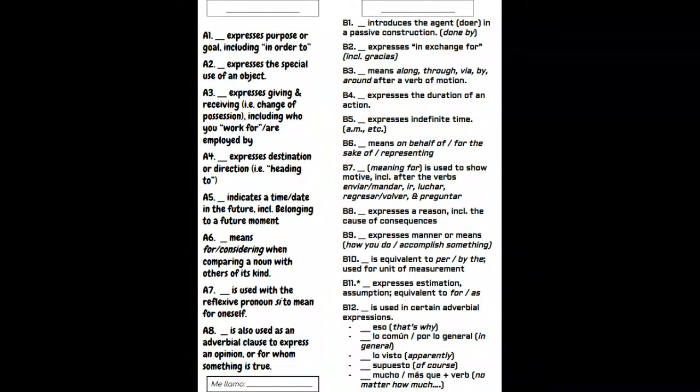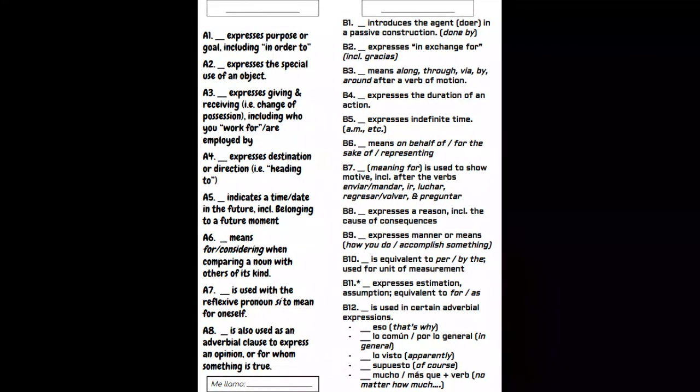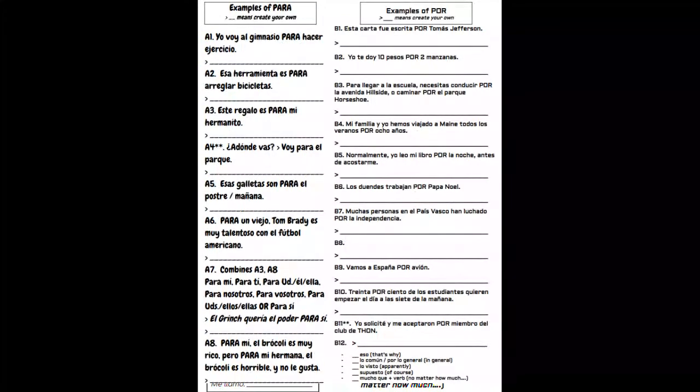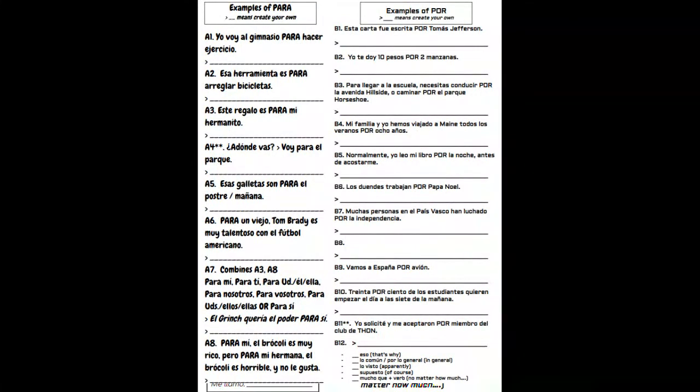A8. Para is also used as an adverbial clause to express an opinion or for whom something is true. All right, so, for me, seafood is great, but for my sister, seafood's just not her thing. All right, same thing with broccoli. Para mí, el brócoli es muy rico, pero para mi hermana, el brócoli es horrible y no le gusta.